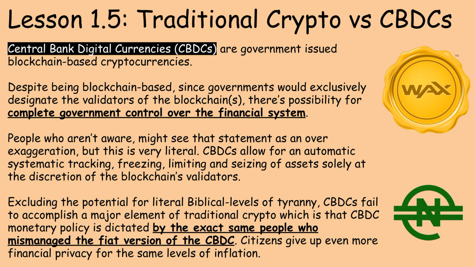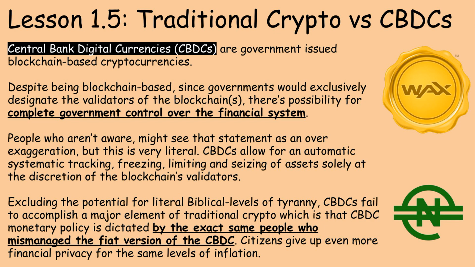People who aren't aware might see the statement of complete government control over the financial system as an exaggeration, but this is extremely literal. CBDCs allow for automatic, systematic tracking, freezing, limiting, and seizing of assets solely at the discretion of the blockchain validators. So excluding the potential for literal biblical levels of tyranny, such as in Revelation, what was it called? The Antichrist and stuff like that. Yeah, literally stuff like that.